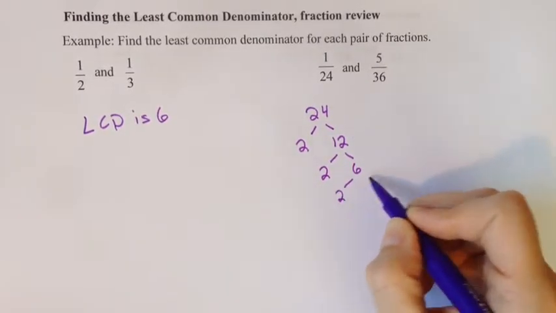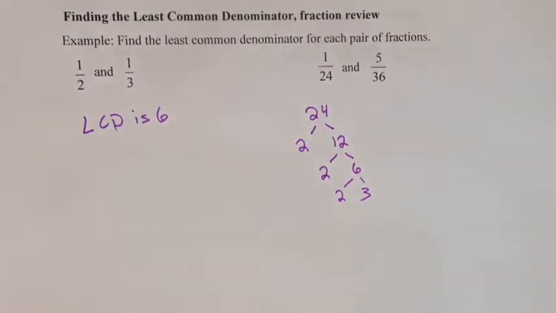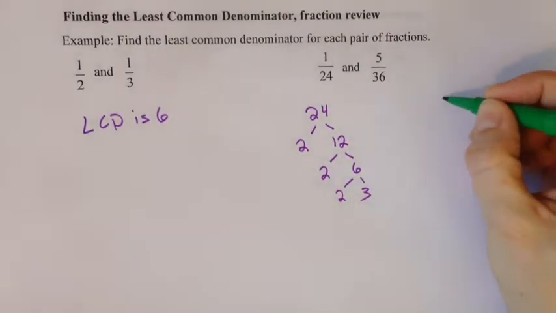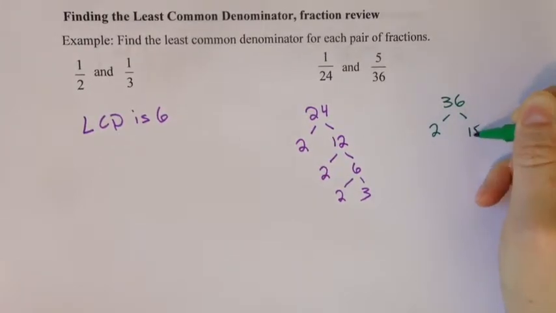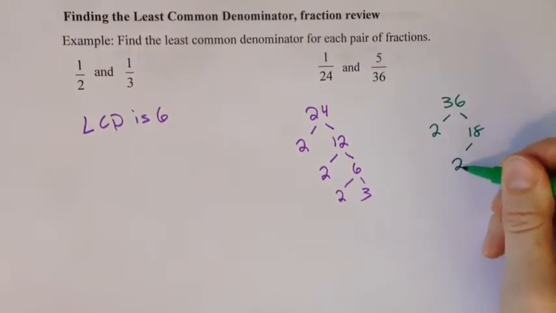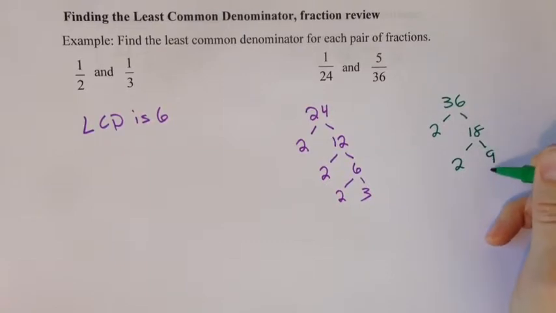6 is divisible by 2, which leaves me with a 3. Now we'll go ahead and do the same thing for 36. Again, divisible by 2, leaving me with an 18. Again, divisible by 2, but this time leaving me with 9, which is the same as 3 times 3.